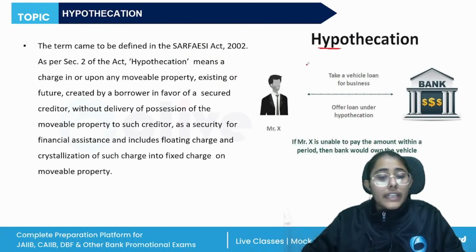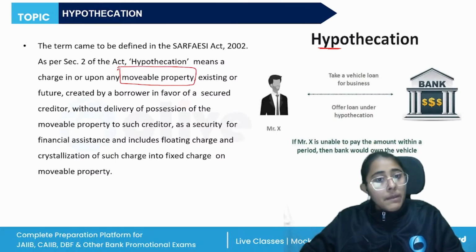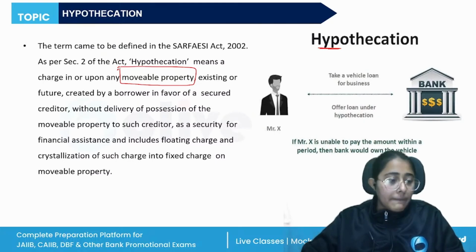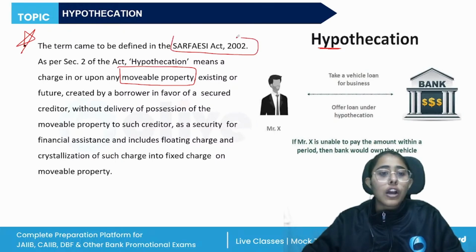Then we have hypothecation, wherein the charge is created upon any movable property. In mortgage, we studied the charge was created on the immovable property, but in hypothecation, it is made upon any movable property. Now, a very important question that has been asked in the previous examination: under which act has hypothecation been defined? This term came to be defined in the SARFAESI Act of 2002.